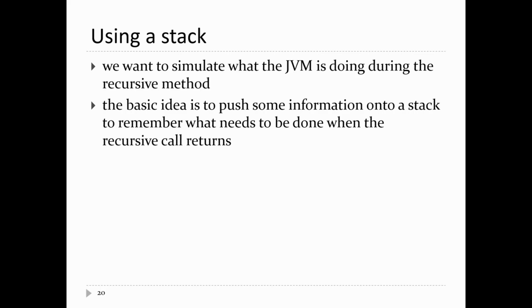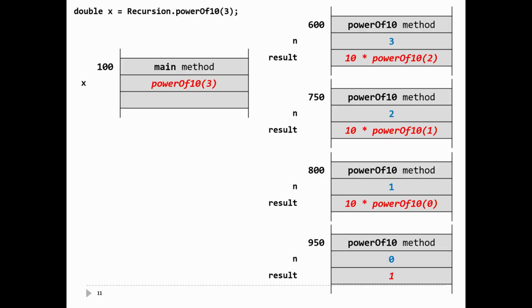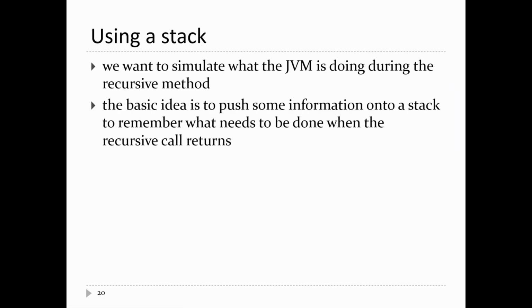one solution is to turn your recursive method into a non-recursive one. The problem with many recursive methods is that it's not always obvious how you turn the recursive solution into an iterative one. The basic idea, though, is to simulate what's going on in this call stack here. So for a simple method like power of 10, it's pretty easy to do the simulation.